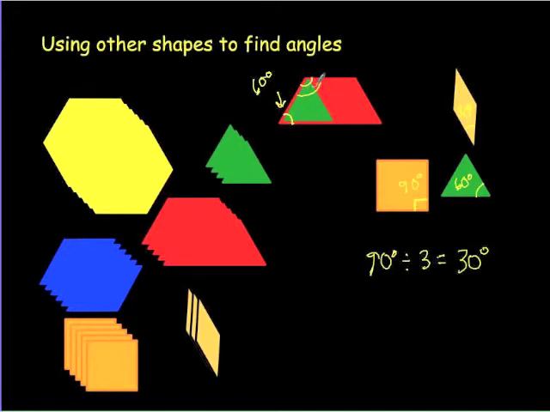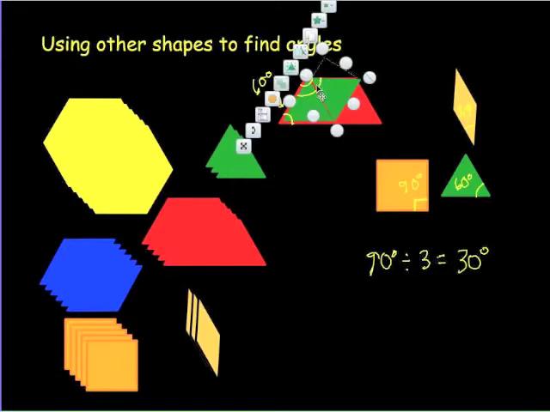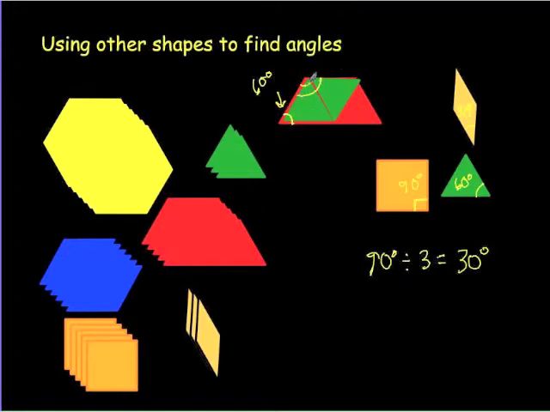This one, not quite sure yet, so I'm going to pull in another shape. I'm going to pull in another triangle. And 2 triangles make up that. So if this is 60 and this is 60, 60 and 60 is 120 degrees for the measure of that angle.